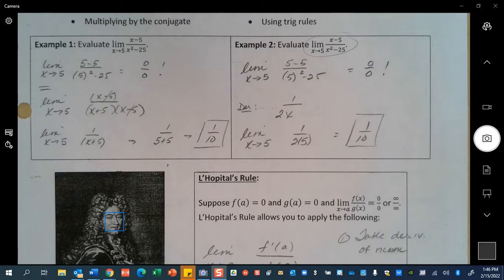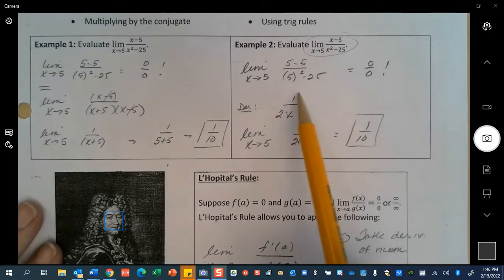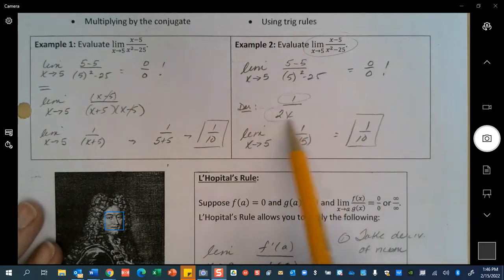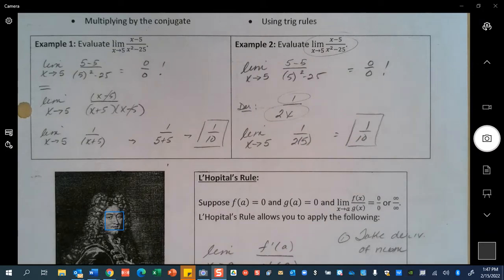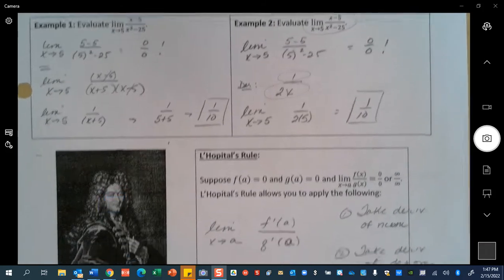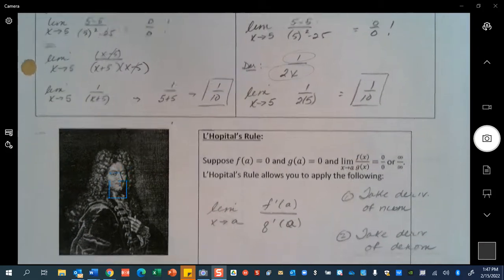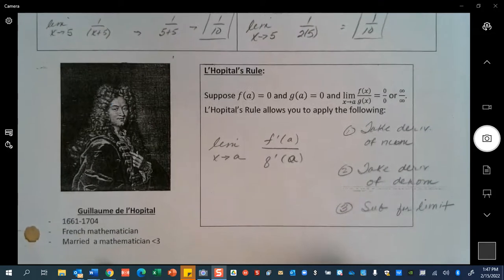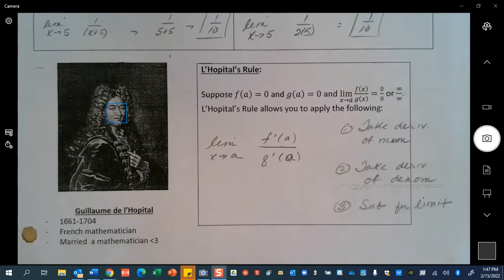So if you would rather do it this way and do your factoring and your common denominator, your conjugate, your trig rules, go ahead. But if you take the derivative of each function separately, then you can plug in that value and you can end up with that limit as x approaches this value.